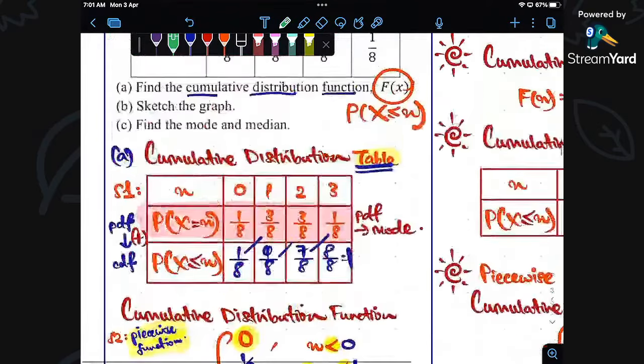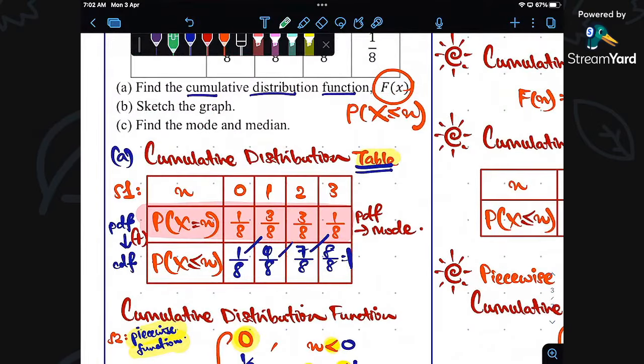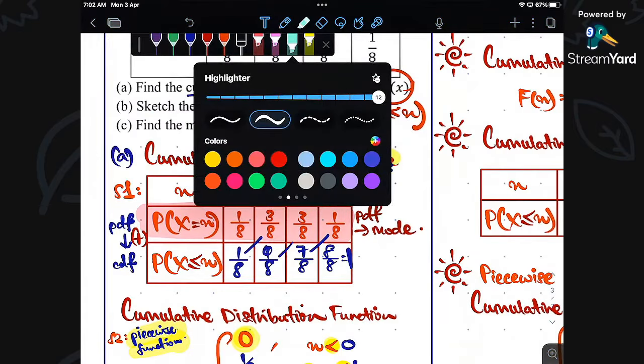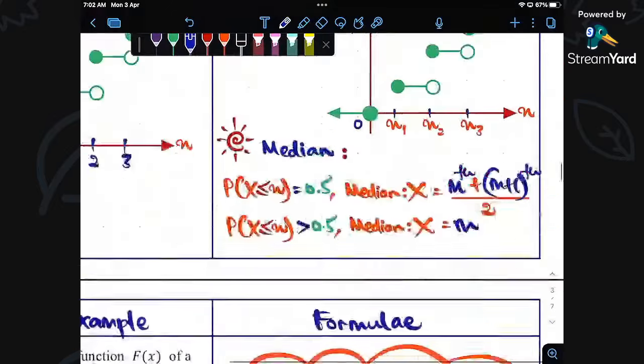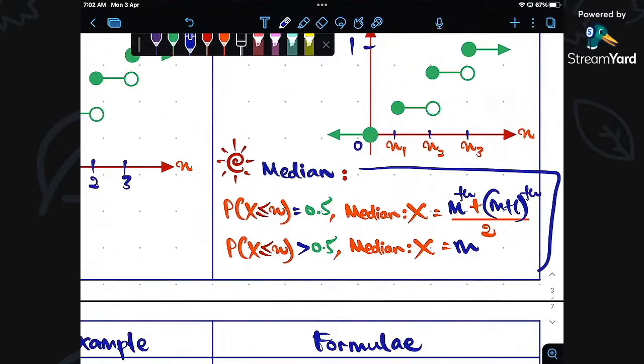How about the median? For the median, let me bold this, you have to refer to the CDF instead. You have to remember this: the CDF is for finding the median. The median has a definition. So you look here, this is the definition of the median. We have two of it.